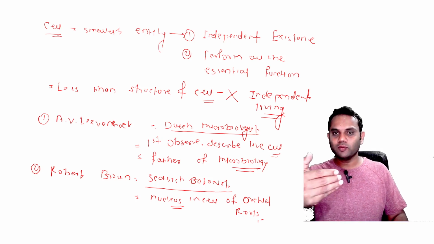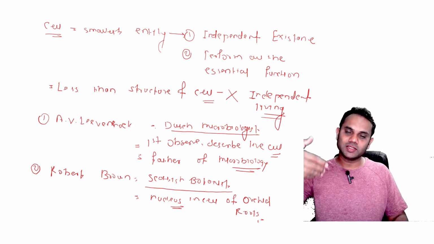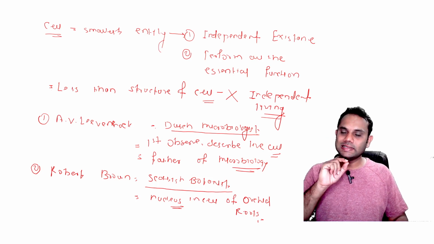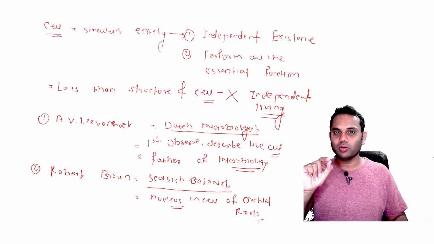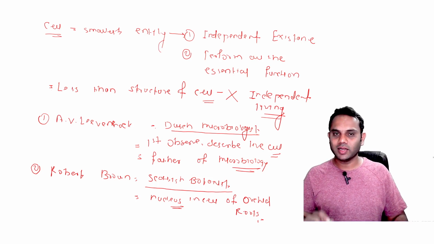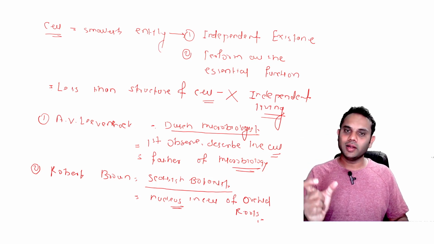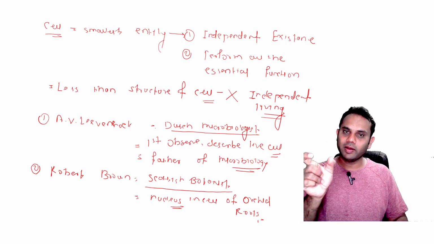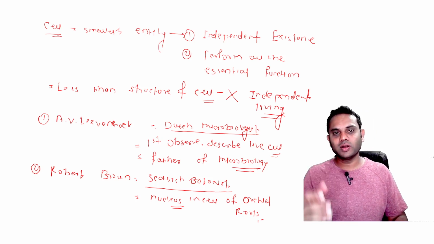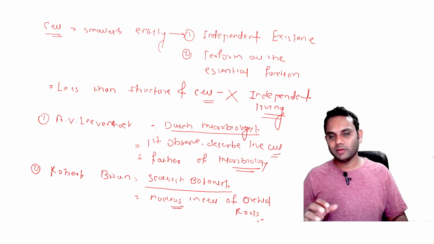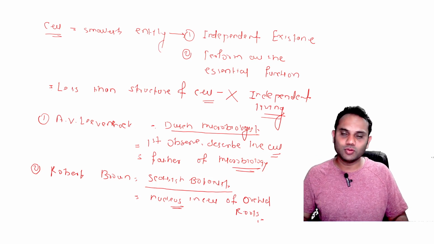Now he is also known for Brownian motion. Just for information, just remember that the zigzag motion of the pollen grains he observed is an important concept in the field of chemistry. And if you require more knowledge, you just go and search for Brownian motion. You will understand what Brownian motion is.